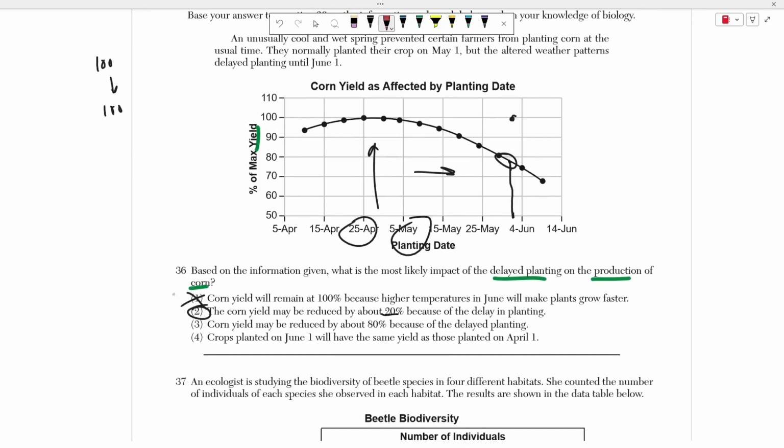This is the trick answer here. Reduced by about 80%. If you're reducing something by 80%, 20% of it is remaining. So the reason why that's false is because 20% is not on this axis, right? This point, which we are assuming is June 1st, corresponds to 80%. If I'm going from 100% yield to 80%, I'm decreasing by 20%, okay? I'm not decreasing by 80%. And choice 4 is wrong for all the reasons above, because clearly the graph doesn't show that.